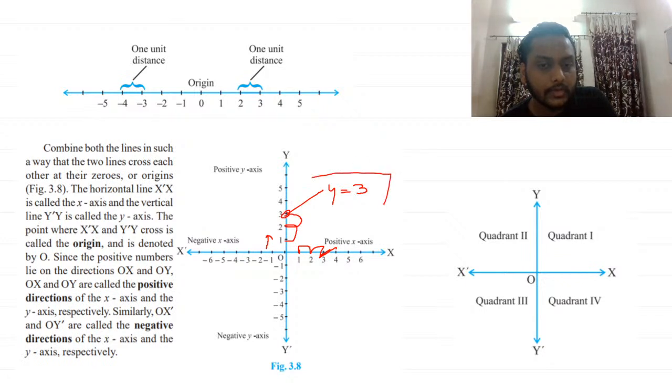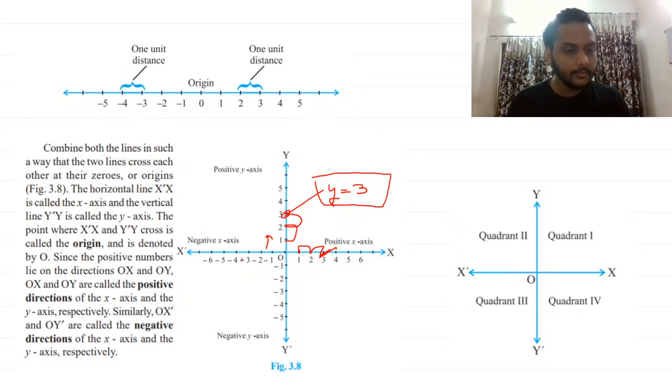Am I clear with this or not, guys? Come on, tell me you got this point. Everyone clear with this point till here, guys? Make sense to everyone, yes or no? Okay, very good, very good.